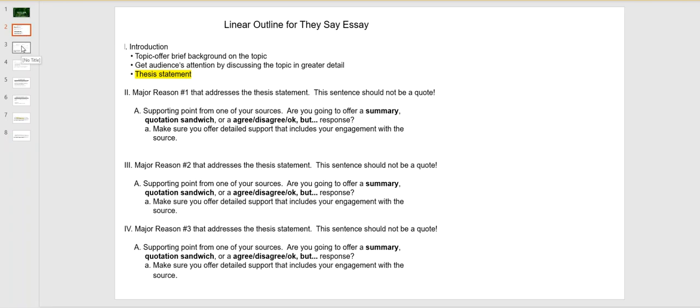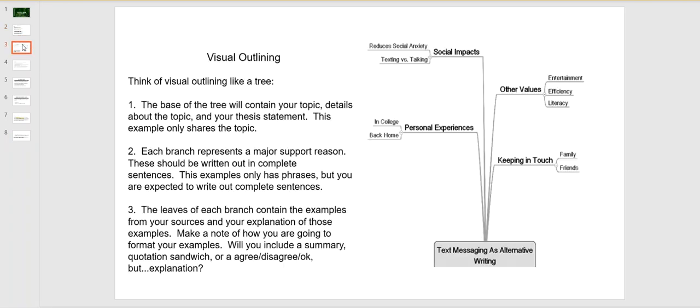Just to remind you, you have the option of drafting a linear outline or a visual outline. I will post this PowerPoint to Canvas so you can look at the specific examples that I have. I'm not going to go into specifics in this video because I wanted to introduce the two different approaches rather than looking at the specific details that I include in my examples.